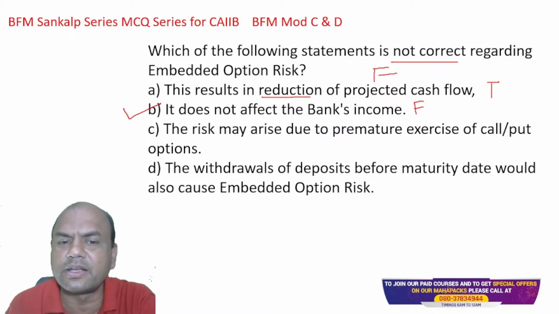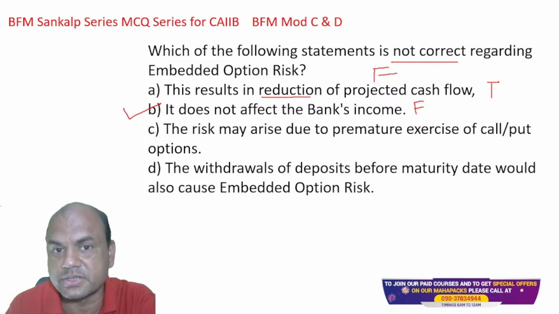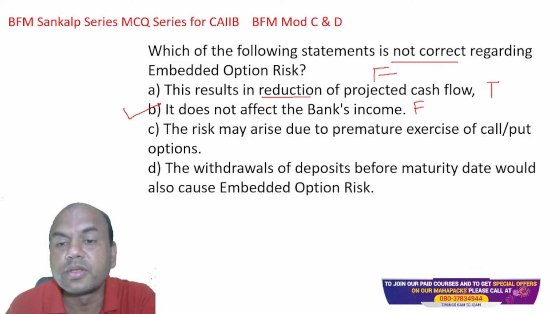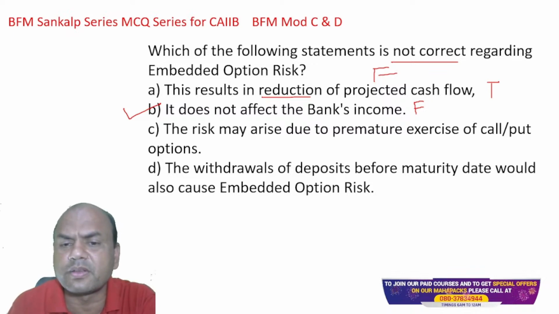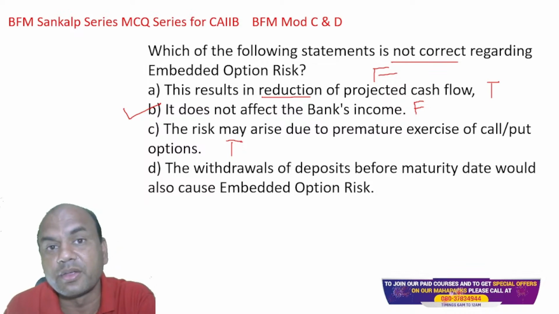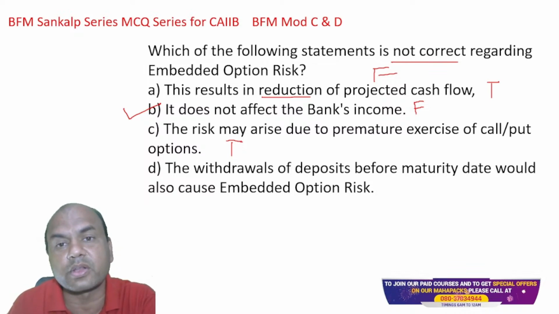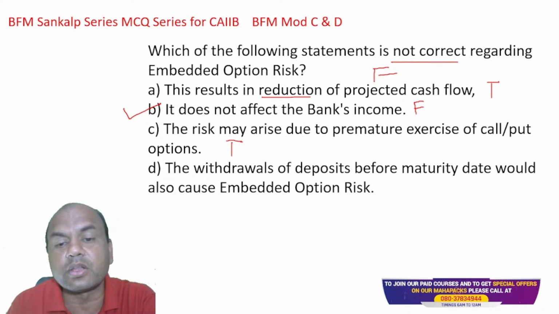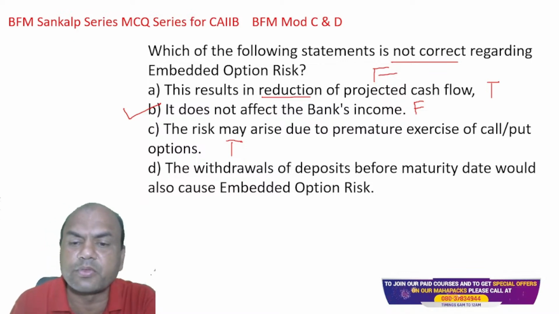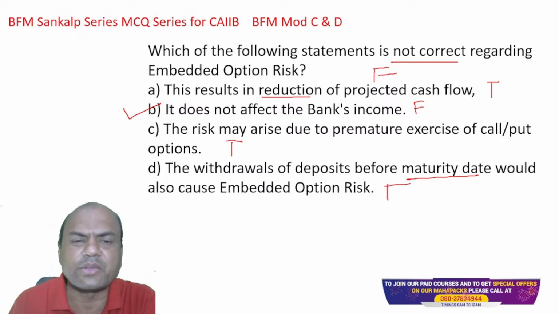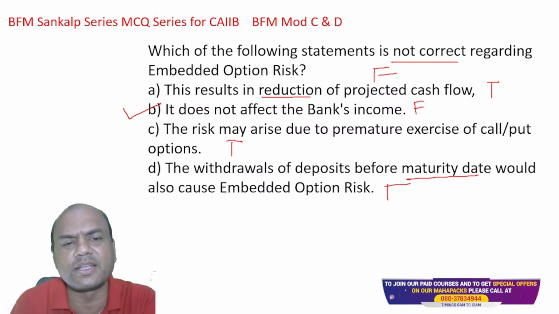Don't even look at C and D now, because there is no option of all of these. If you want, I'll just go through it. Here, the risk may arise due to premature exercise of call put option. So that is true. What is call put option? Call put means the customer has a right to repay the loan or withdraw the cash. That is call put option. And D, the withdrawal of deposit before maturity date would also cause embedded option risk, isn't it? Just now we saw that. So that is also true. So that's why I said in exam, don't even look at C and D. Immediately move on.